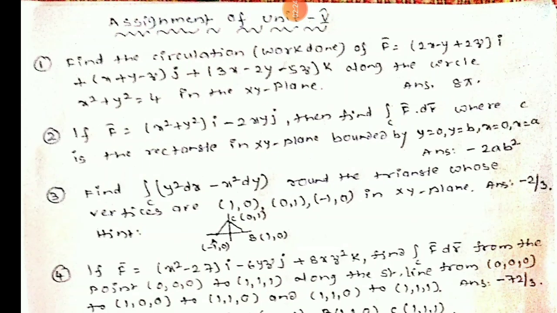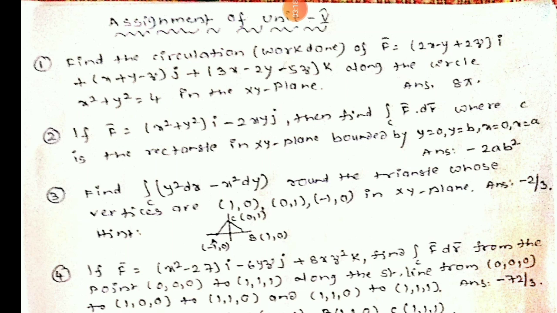Similarly, coming to the second problem, f bar equal to some vector function is given. Find integral over c f bar dot dr bar, where c is a rectangle in the xy plane bounded by y equal to 0, y equal to b, x equal to 0, x equal to a. Again they are asking only for the line integral. In the xy plane, z equal to 0, so dz equal to 0. First simplify f bar dot dr bar and keep it aside. Then construct the rectangle in the xy plane with y values 0 and b, and x values 0 and a.